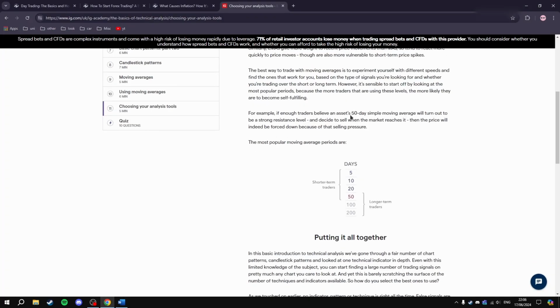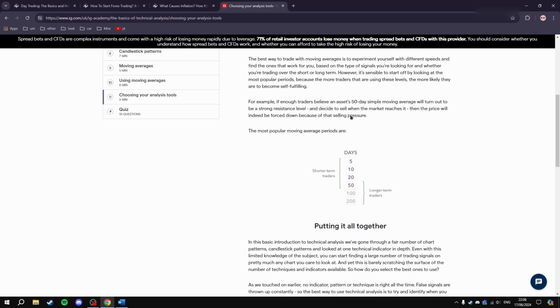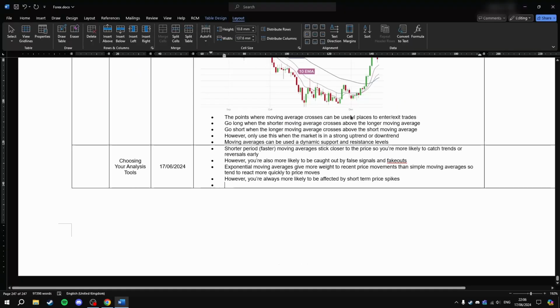The best way to trade with moving averages is to experiment yourself with different speeds and find the ones that work for you, based on the types of signal you're looking for and whether you're trading over the short or long term. However, it's sensible to start off by looking at the most popular periods because the more traders that are using these levels, the more likely they are to become self-fulfilling.